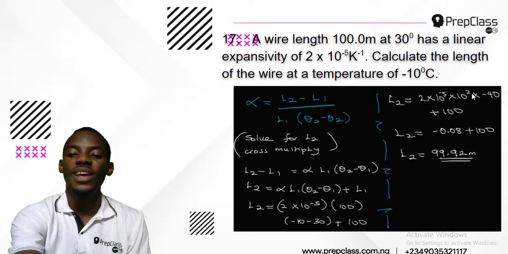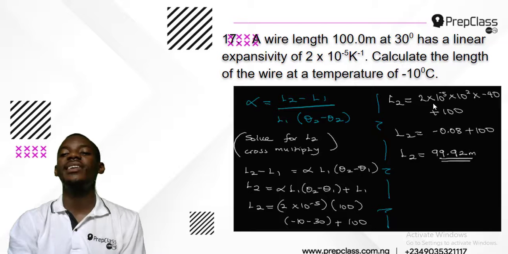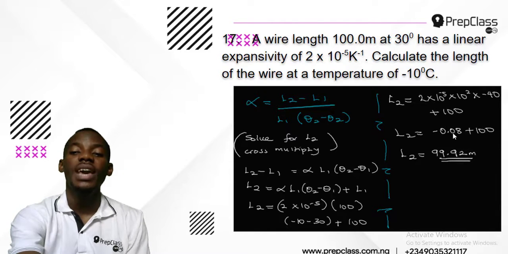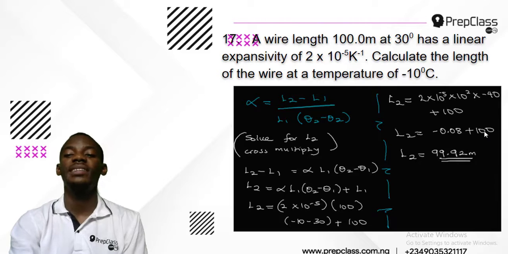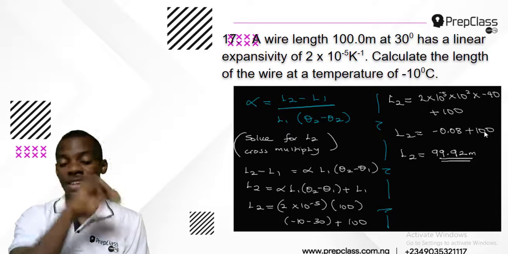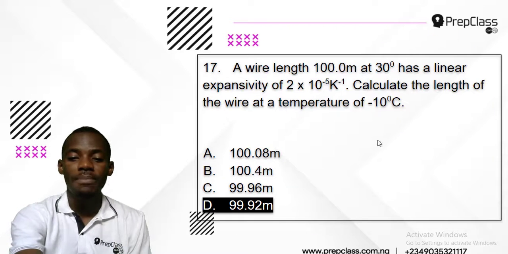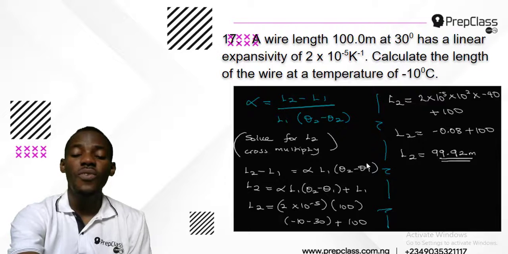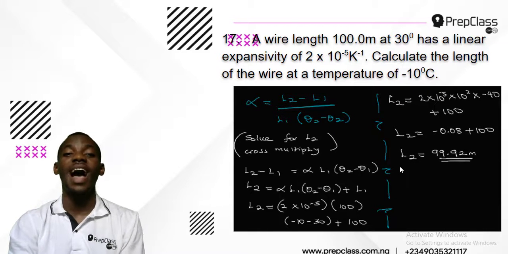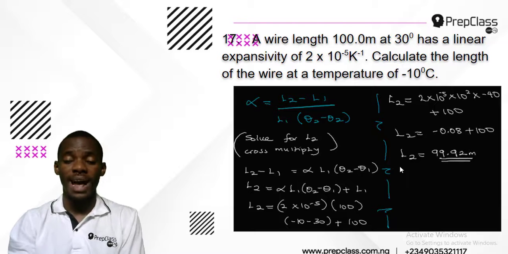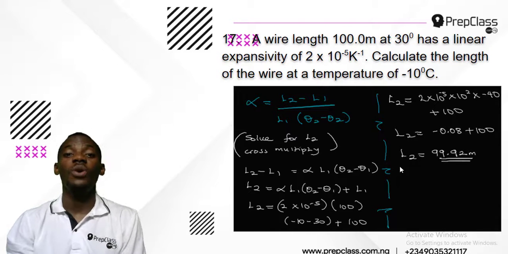Now solve all these first. So I will now punch 2 times 10 raised to the power minus 5 times 10 raised to the power 2 times minus 40, and that will give me minus 0.08 plus 100. If you punch that, you'll be getting 99.92 meter, and that is the second length you are to find. That means option D is the answer to that question. Don't forget that everything came from the formula of linear expansivity. I only made L2, the second length, the subject. I did nothing more. Then I plugged in all the parameters and I got my answer. So that is how to solve this question on linear expansivity.